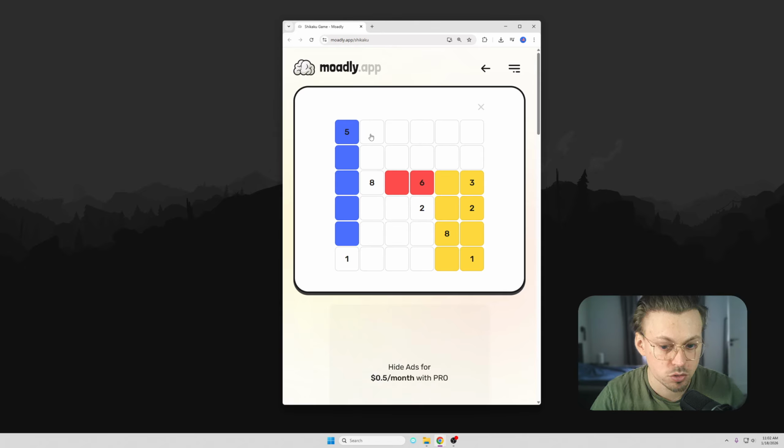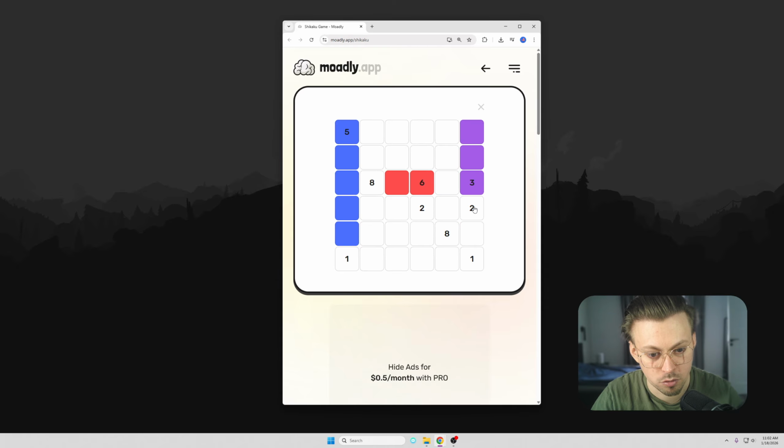So you will have to go and readjust your shapes to try and have a grid that, like I said, is filled with colors, and at the same time all numbers are within their right shapes. So let's try to solve one.